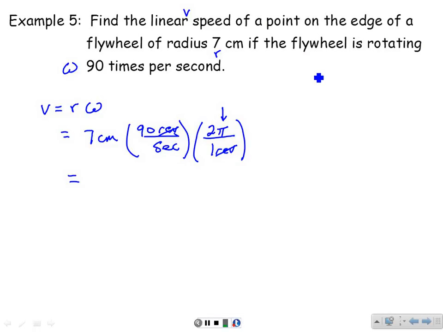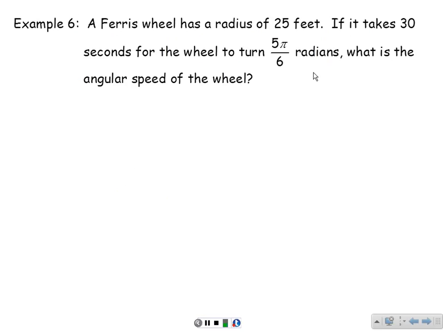And then what I'm going to do is divide that by... there's nothing but 1s on the denominator, so I don't have to divide by anything. And so what I'm going to have is 3,956.4 centimeters per second. Okay, let's look at this one.